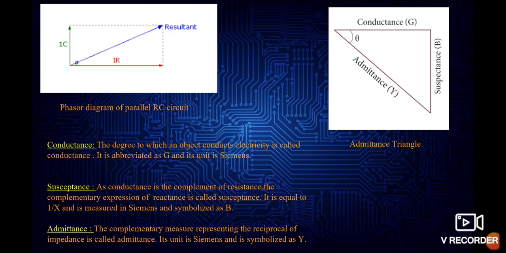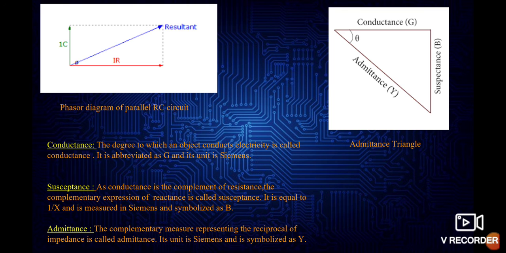We represent the capacitor current along the y-axis, and the current through the resistor along the x-axis. Now if we see the triangle, the conductance is on the x-axis, the susceptance on the y-axis, and the admittance represents the hypotenuse for a parallel circuit. Conductance is the degree to which an object conducts electricity, abbreviated as G, and its unit is Siemens. Similarly, susceptance is the complement of resistance and the complementary expression of reactance. It is equal to 1 by X, measured in Siemens and symbolized as B.